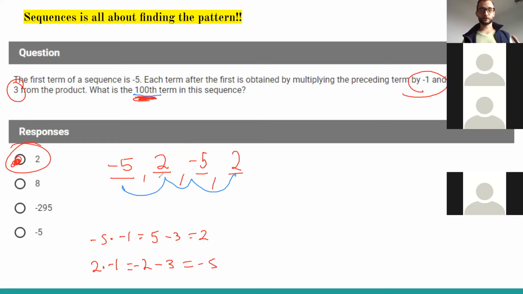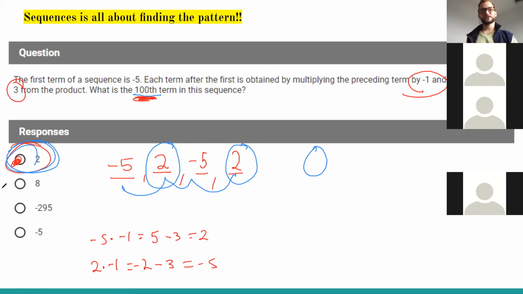So all of the even number terms, like the second term is 2, the fourth term is 2, the sixth term is going to be 2 again, right? So all of the even number terms are 2. Because 100 is an even number, then it's also going to be 2. That's why our answer is A.